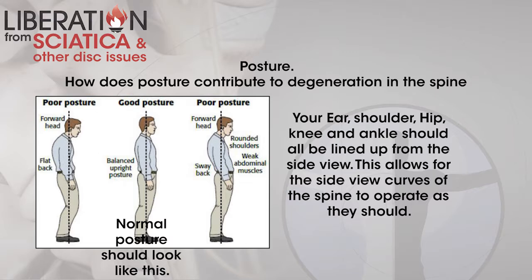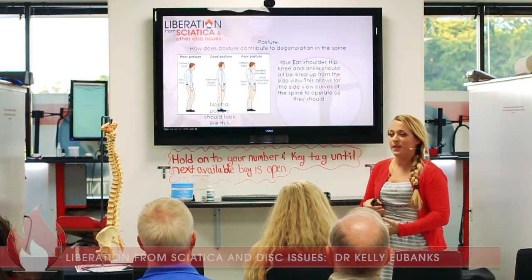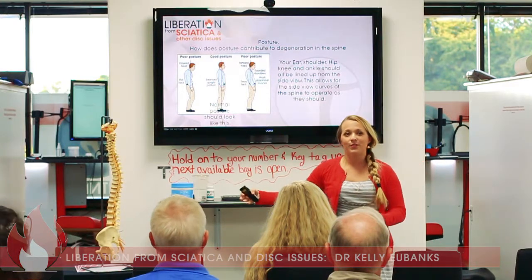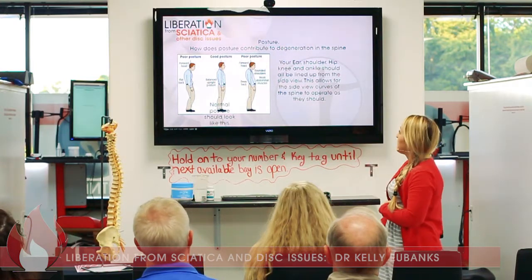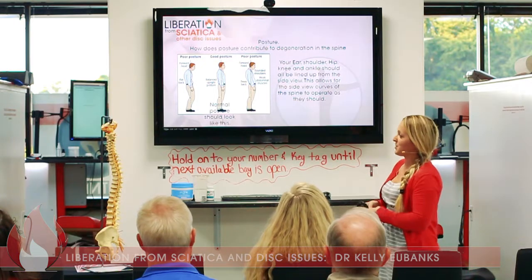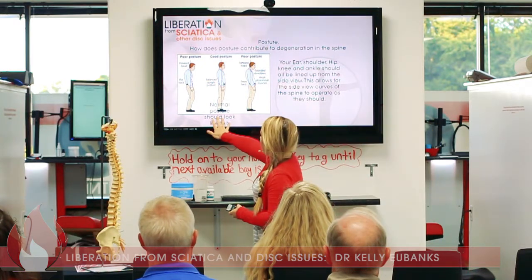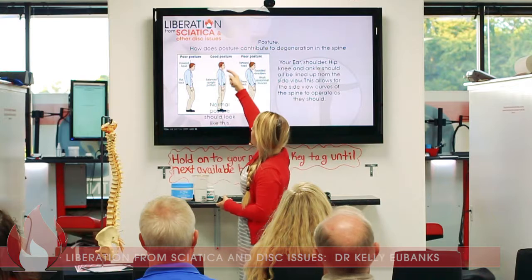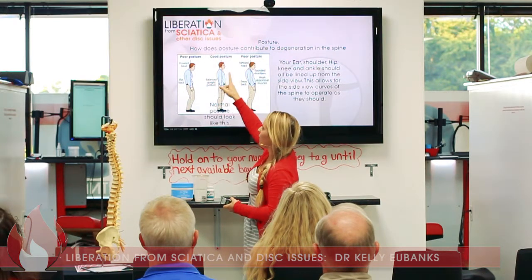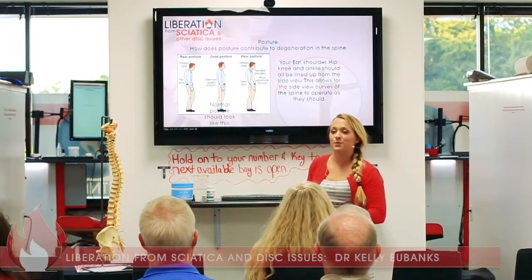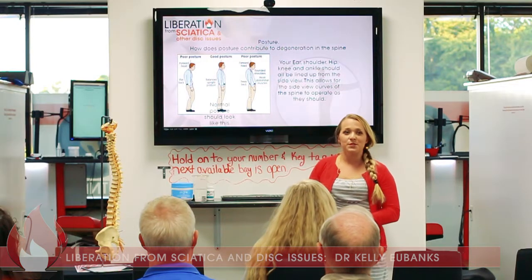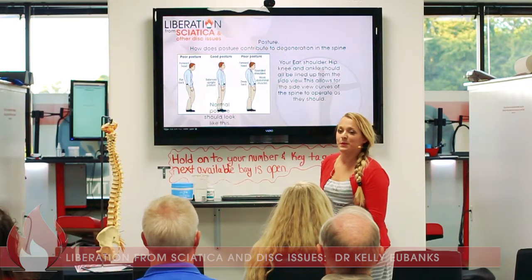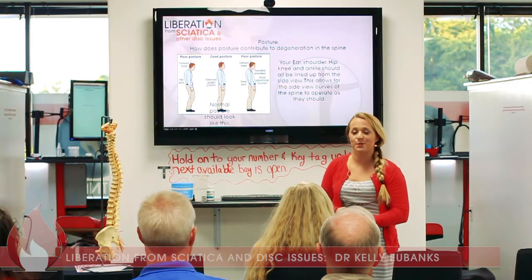All right, so posture. How does posture affect sciatic type pain? It's going to play into the duration and lifelong health of your spine. When you look at normal posture, you want to look at this one here. So from a side view, you want your ear, shoulder, hip, knee, and ankle all lined up. If you're a patient, we take posture images on everybody when you start here because we want to make sure we're working on your posture.